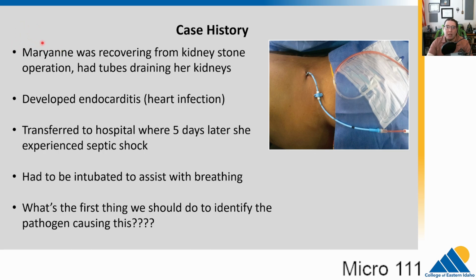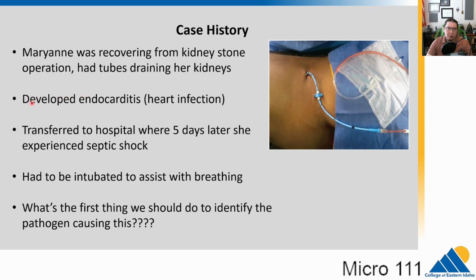So we have Marianne. She's recovering from a kidney stone operation, and she has a tube that goes through her body into her kidney to help drain her kidney. If you know anything about medicine, anytime you puncture the human body, there is a risk for microbial infection, right? That's a huge risk. So having this hole in you is definitely something that needs to be watched, right? We watch for signs of infection here.